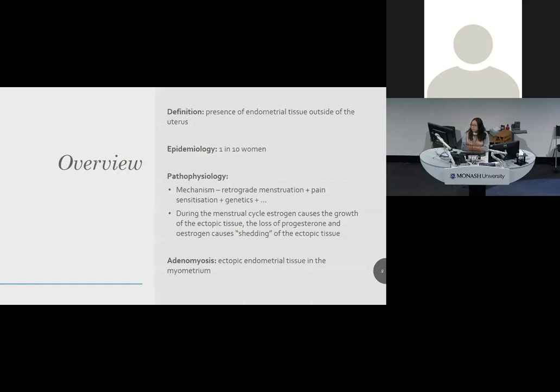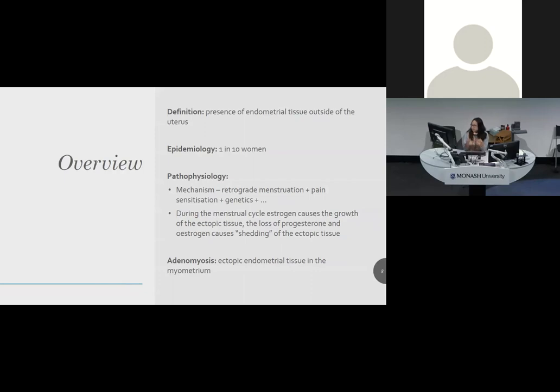Basically, the reason that it causes pain is because during the menstrual cycle, when the endometrium in the uterus is growing, the endometrial tissue that's causing the endometriosis is also growing, and then it also sheds, and that's what causes the pain in most people.